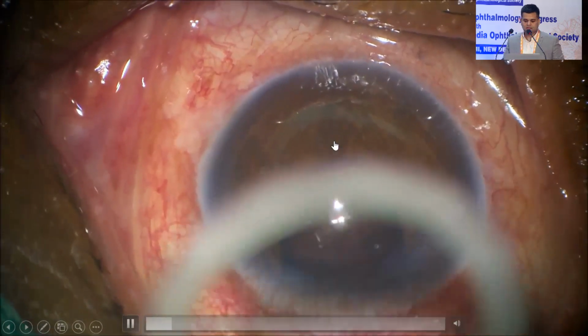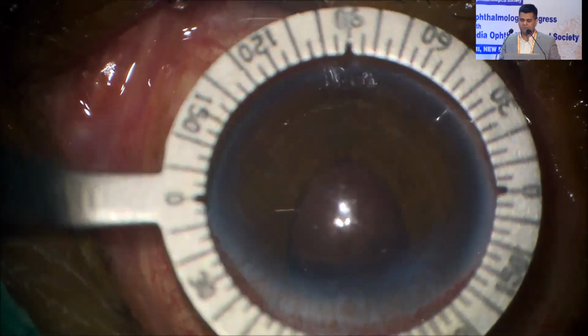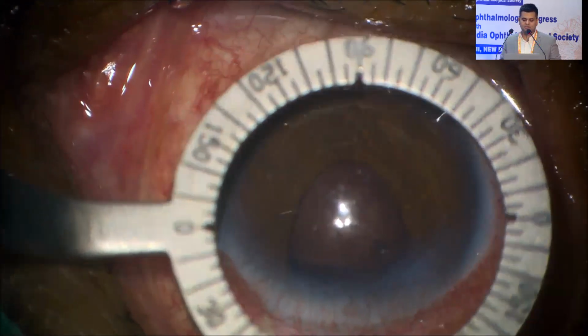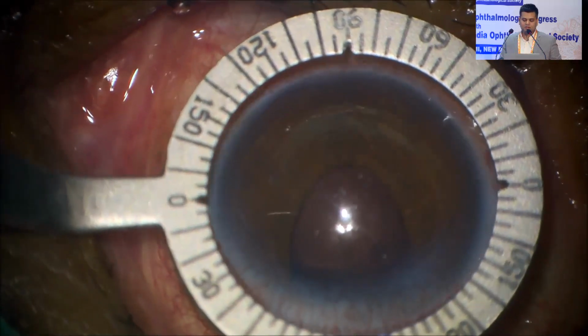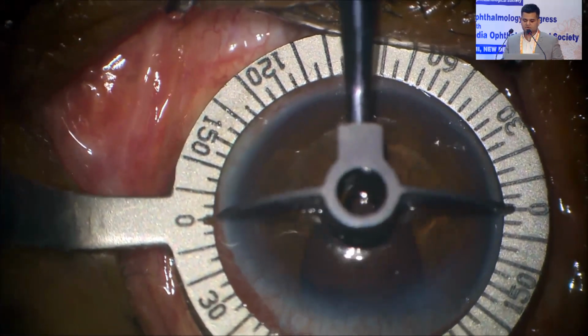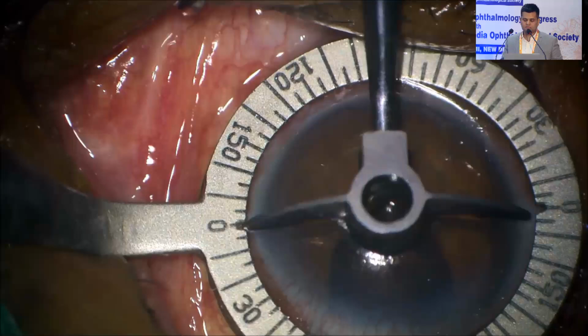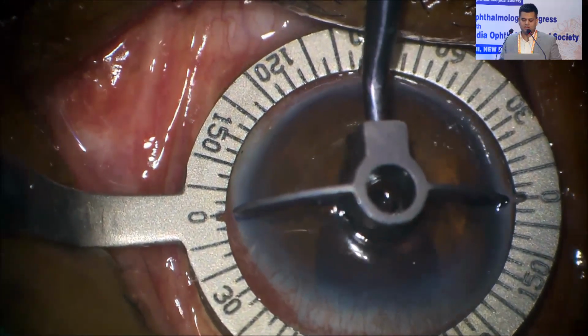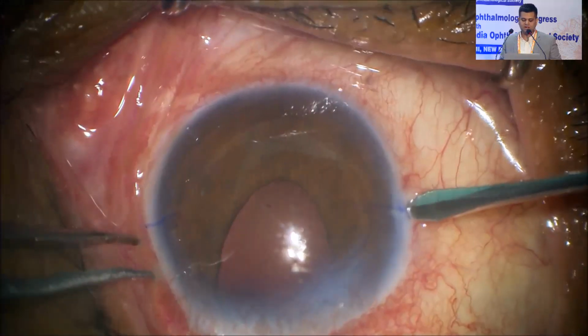Again, this is a video where, with the help of a toric marker, we can mark 0 and 180 degrees. Everyone is using this toric marker to mark 0 and 180 degrees, and gradually we can enclavate and prevent decentration of retropupillary lenses.